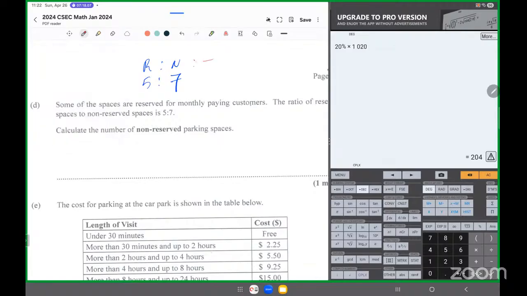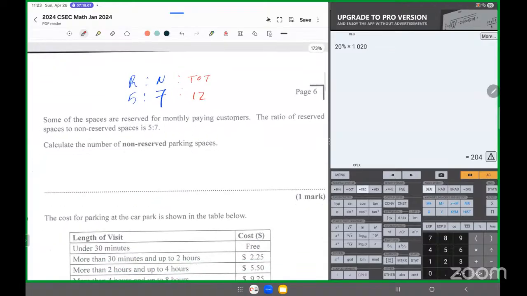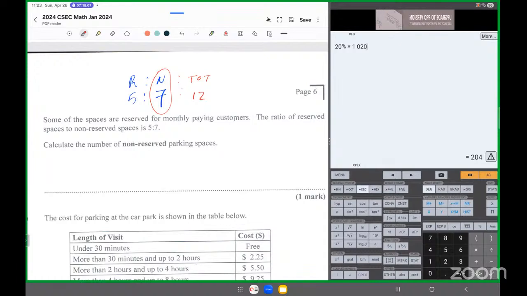Total portion of 12. 5 and 7 is 12. All right? And it says, calculate the number for non-reserved. So the non-reserved would be that portion out of the 12 times the total of 1,020. But I can understand that.